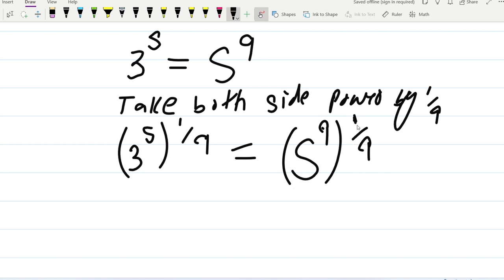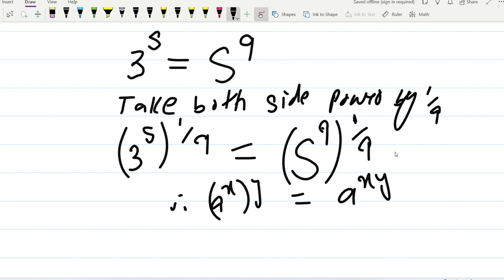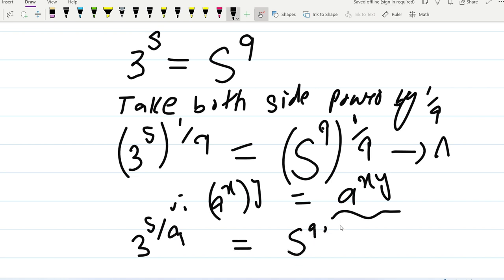Okay, so then there is a formula, as we all know, that (a^x)^y equals a^(xy). So we have to write this equation in the form of this formula. So here (3^s)^(1/9) is equal to 9^(s·1/9). So here 9 and 9 get cancelled out.